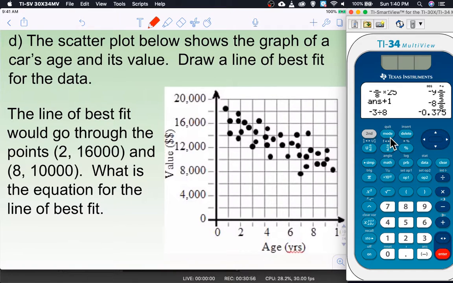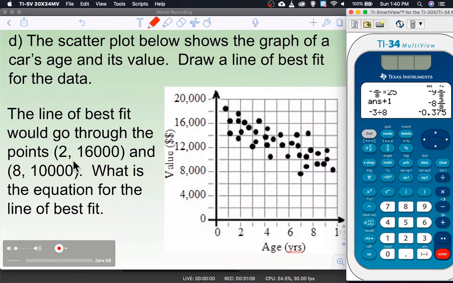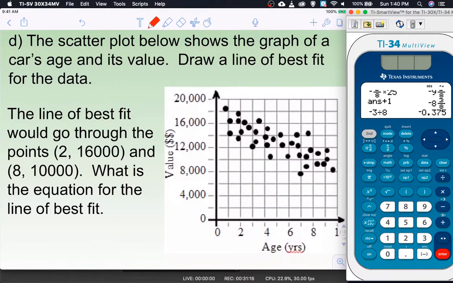Letter D. The scatter plot below shows the graph of a car's age and its value. Draw a line of best fit for the data. So we want to draw the line of best fit for the data. Now it says here the line of best fit would go through these 2 points. What is the equation for the line of best fit? Okay. So I want you to, well, we can work this one together. You did the last 1 or 2 problems. So let's see here. And if you want to do this by yourself, by all means, pause the video and try it. See if you can do what we got.